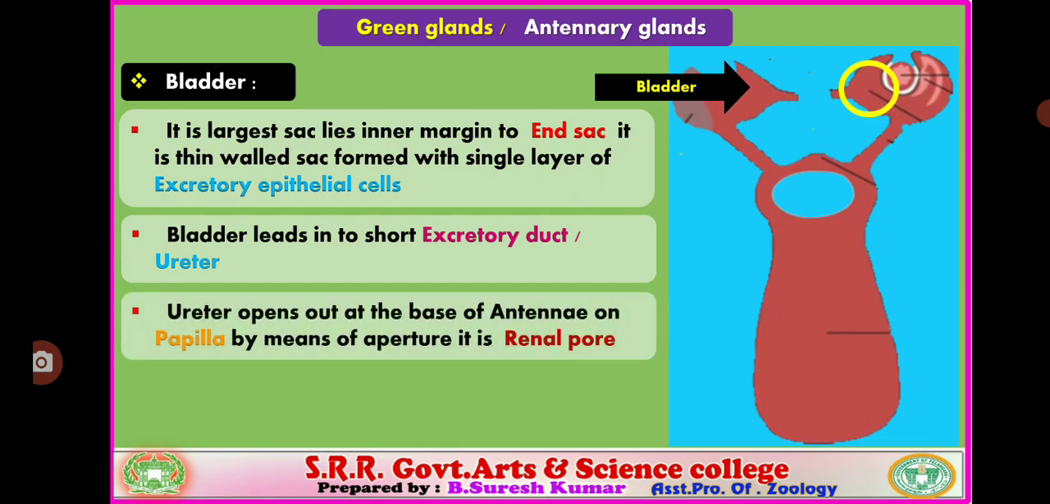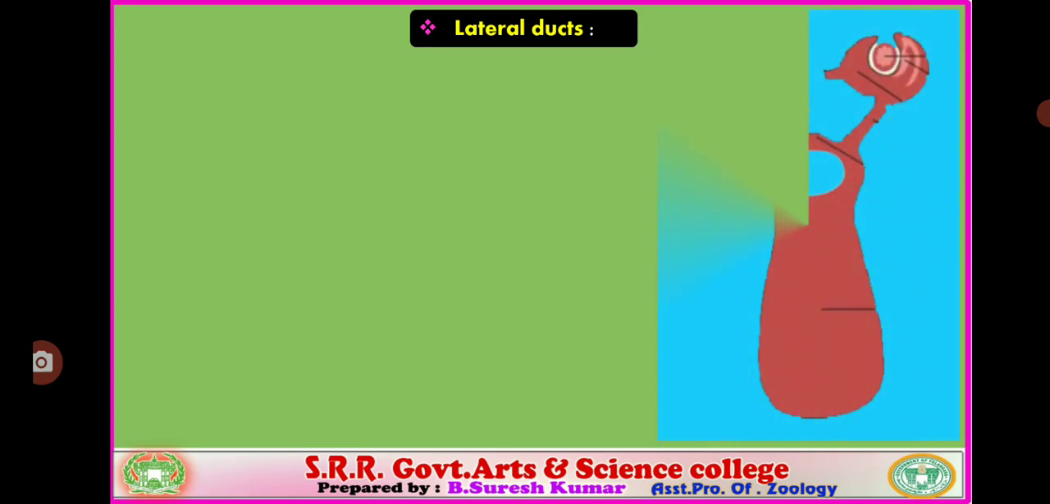The renal pore aperture is placed at the base of the antenna on papillae. Okay, so with the help of the renal pore it opens outside. So with this we finished the bladder. The subsequent part of the green gland is the lateral ducts.